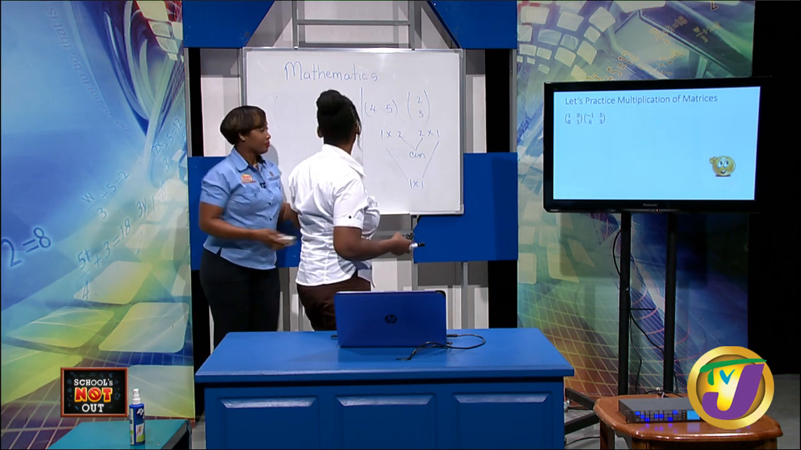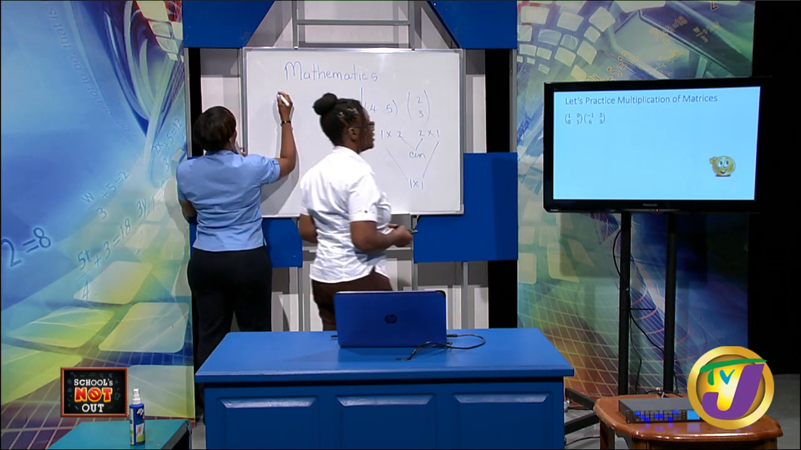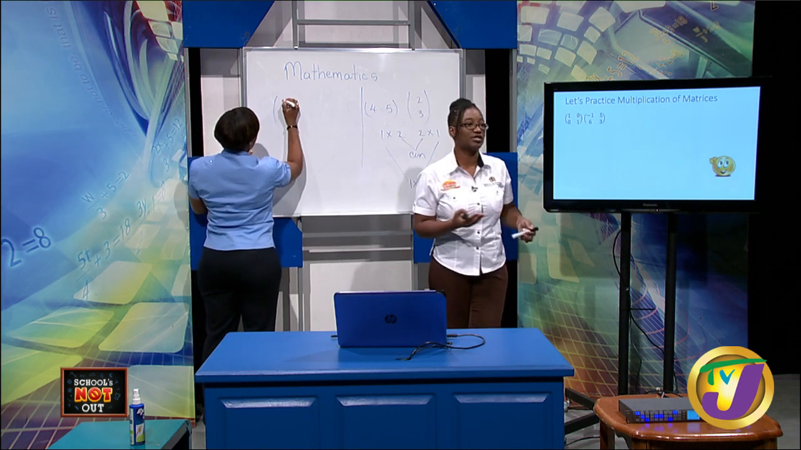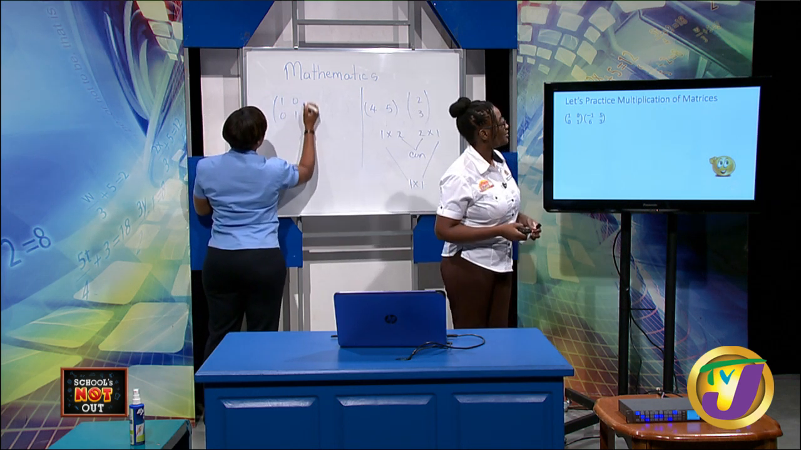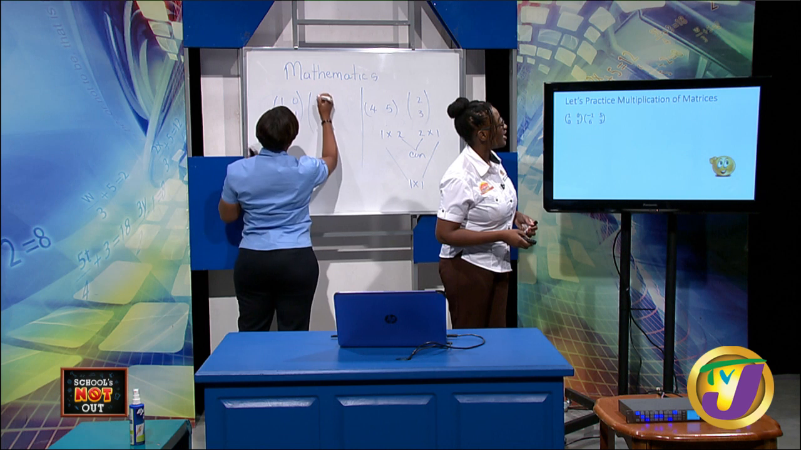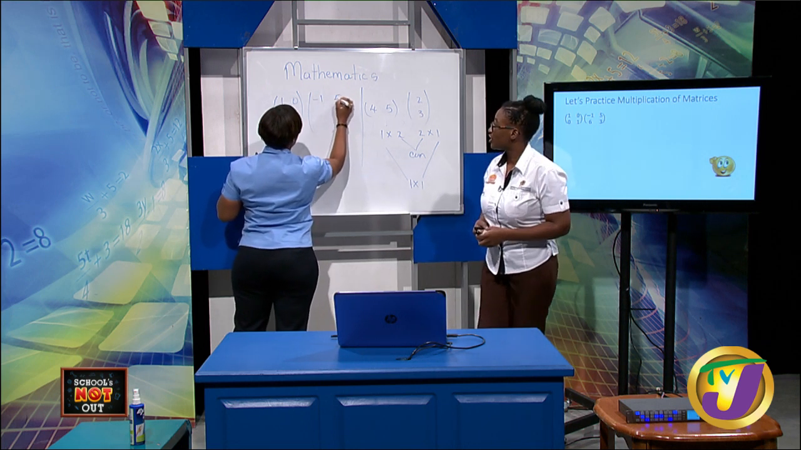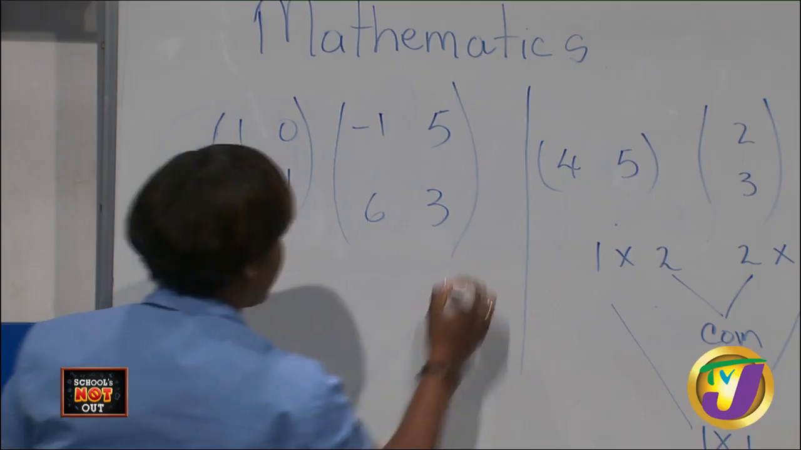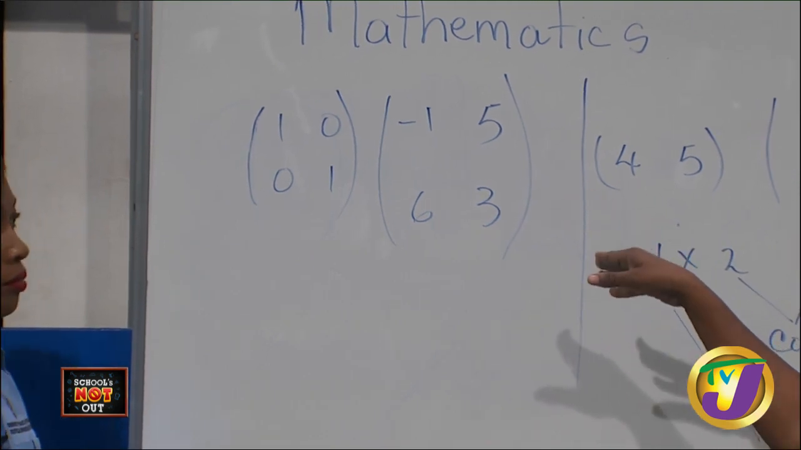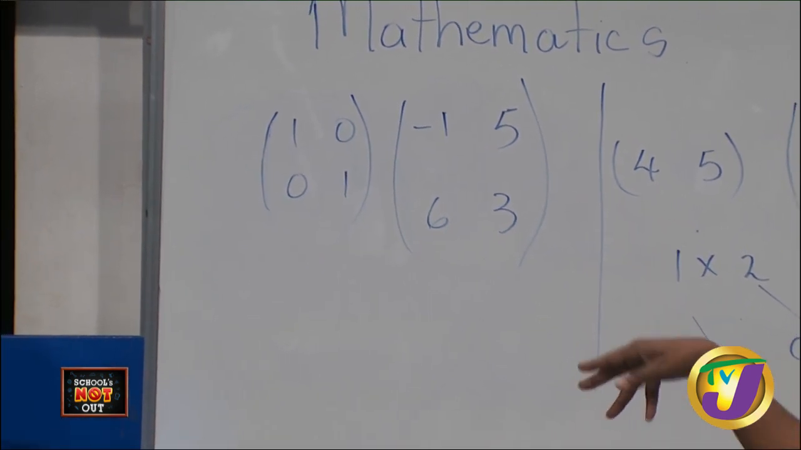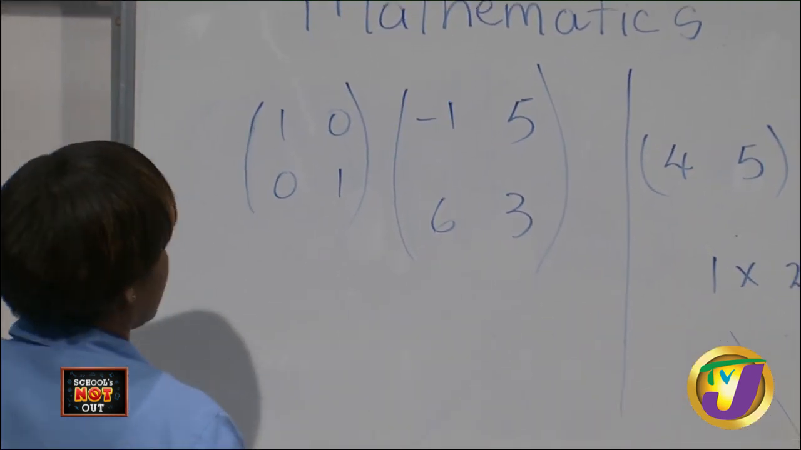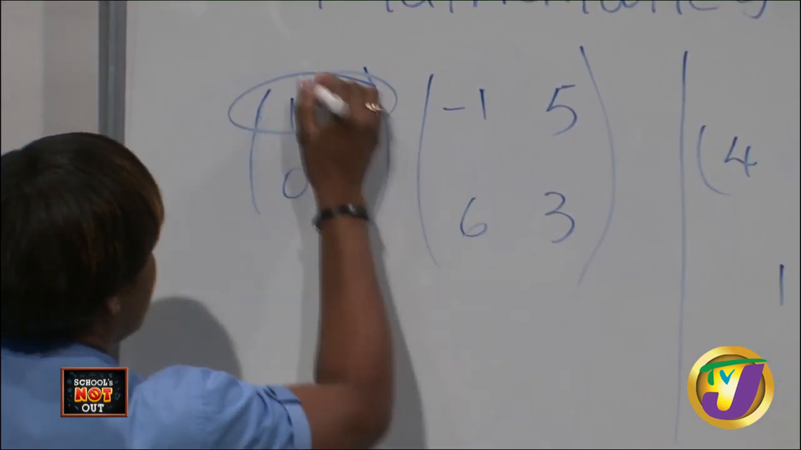All right, so here we go. We have 1, 0, 0, 1. That's the first matrix. And the second matrix is -1, 5, 6, 3. So again, I want you to perform this multiplication on the board. Then we will compare with something that we have on the slide.